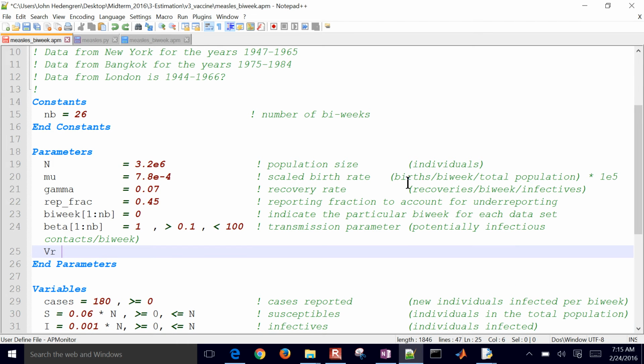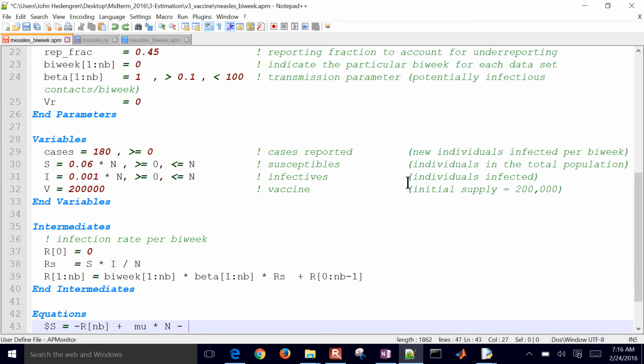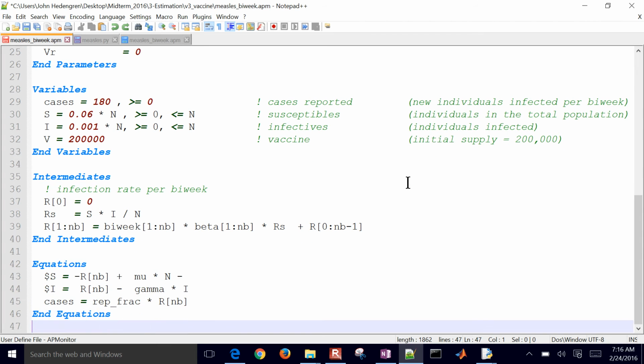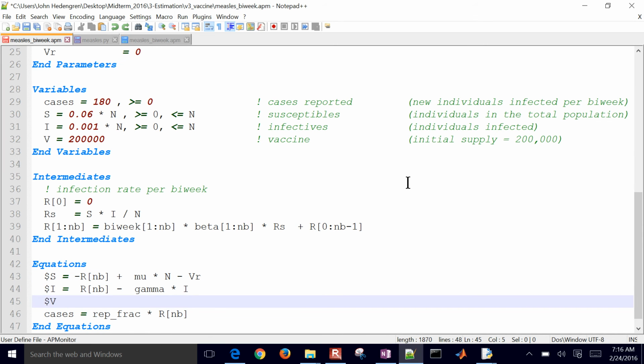Okay, so then we also have in the parameter section, we're going to put this vaccination rate, and we're just going to assume it's initially 0. Okay, and then we're going to come down to our equations and put in this minus vaccination rate, and then we'll also include an equation which is dV dt. The vaccine supply is going to be equal to the negative of the vaccination rate. Okay, so those are our modifications to the model for part C.